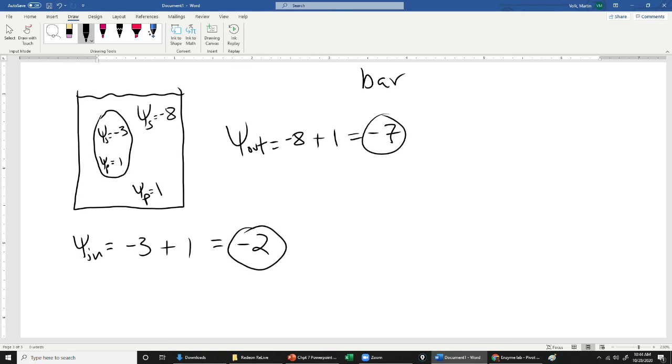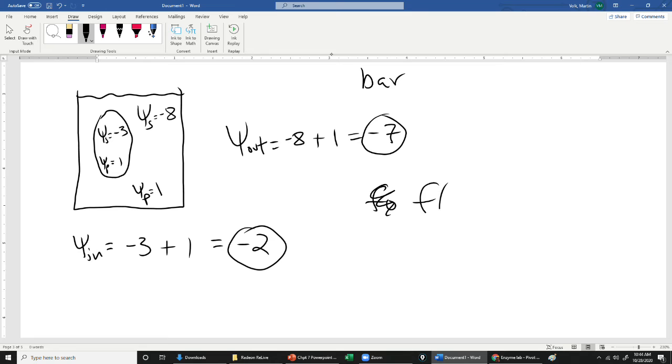So now we have to take a look at which has a greater water potential. Is the water potential inside of the cell greater or outside of the cell greater? And we might say, well, they're both negative, neither one is greater. Yeah, but -2 is greater than -7, because -7 is a lower number. So this is actually greater, which means the water is going to flow from greater water potential.